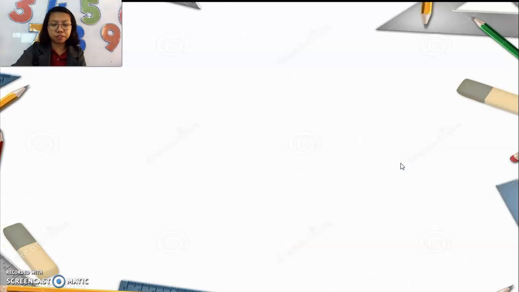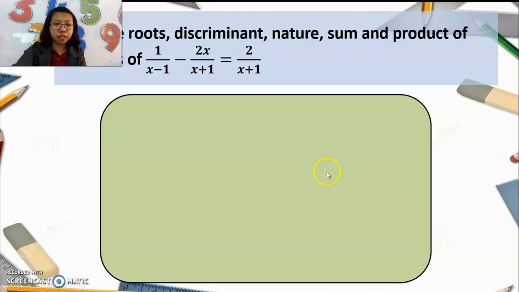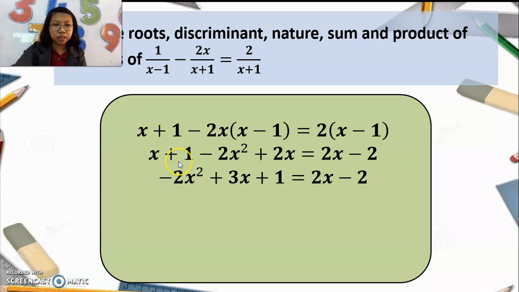The next thing to do is to simplify. After simplifying, I will have x plus 1 minus 2x squared, because 2x times x is 2x squared, and then negative 2x times negative 1 is positive 2x, equals 2 times x, 2x, and 2 times negative 1 is negative 2. Combining like terms, or arranging from the highest exponent to the lowest, I will have negative 2x squared plus 3x plus 1 equals 2x minus 2. Then transpose everything to the left side and combine like terms, so I will have negative 2x squared plus x plus 3 equals 0.